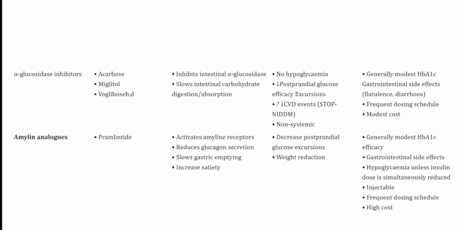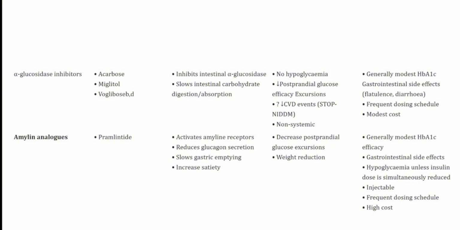Then the next class is alpha-glucosidase inhibitors. Examples include acarbose, miglitol, voglibose. Mechanism of action is they inhibit intestinal alpha-glucosidase and slow intestinal carbohydrate digestion or absorption. Advantages include they do not cause hypoglycemia, reduce postprandial glucose, and reduce cardiovascular disease events. Disadvantages include generally modest HbA1c efficacy, GI side effects, frequent dosing schedule, and modest cost.